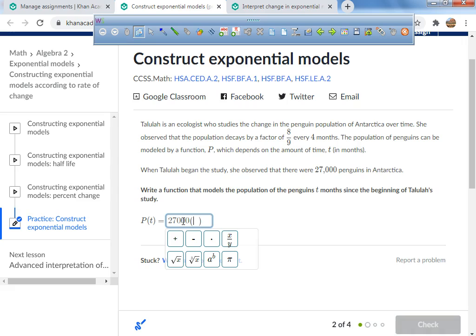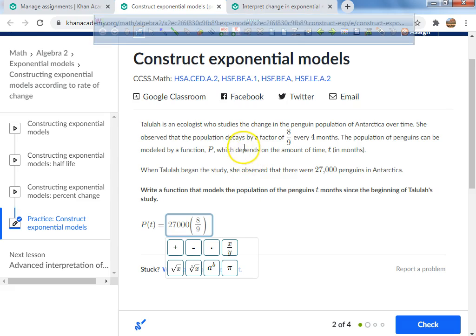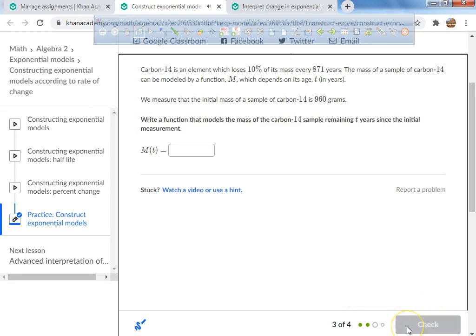Okay. Parentheses, what fraction am I going to use? 8 over 9. Now, why am I using 8 over 9? Because they literally tell us the decay factor is 8 over 9. And then it's not every single month, it's every 4 months. So I got to raise it to the power of a fraction, and I got to put t over the number 4.